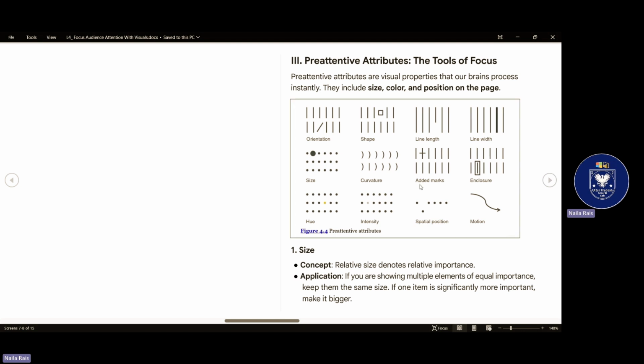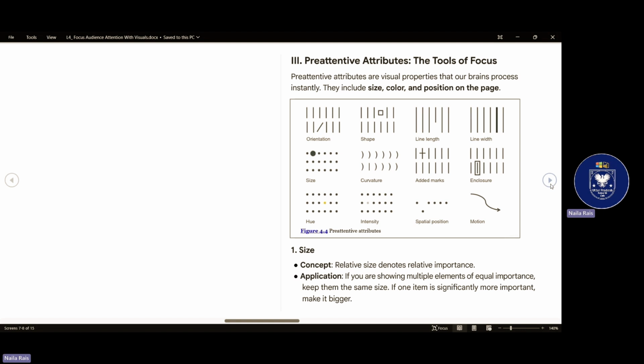Looking at figure 4.4, I can see orientation. In this one is a slanting line. Shape, line length, line width, size, curvature, added marks, enclosure, hue, intensity, spatial position, motion. So let's look at number one, size.